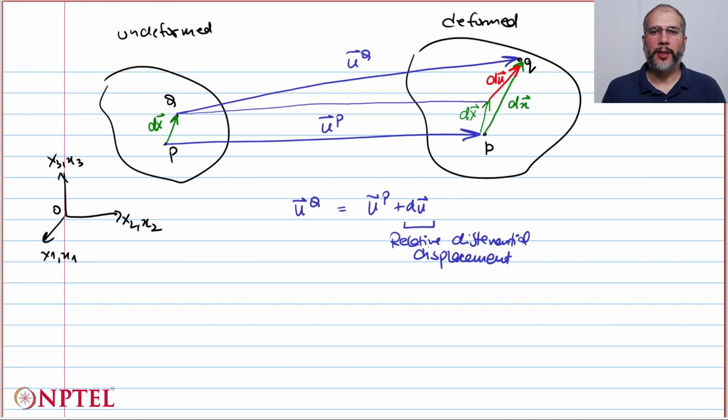So to see the relative differential displacement, or just the differential displacement du, we draw a parallel vector to d capital X in the deformed configuration, and then we write d capital X plus du is d small x, because u is defined as small x minus capital X, so du becomes d small x minus d capital X.